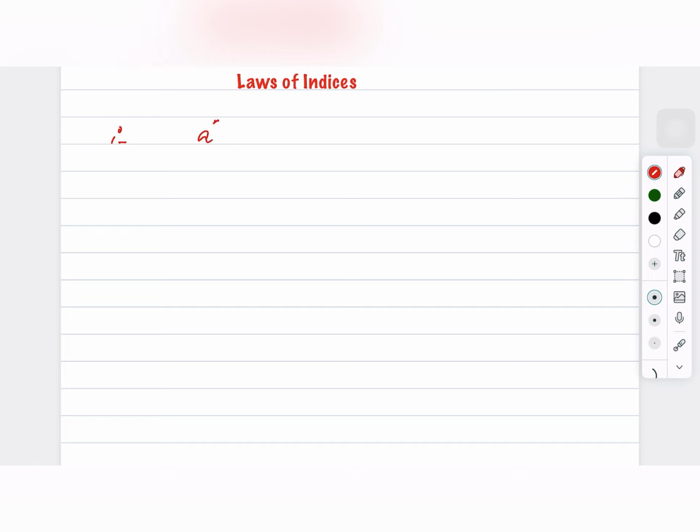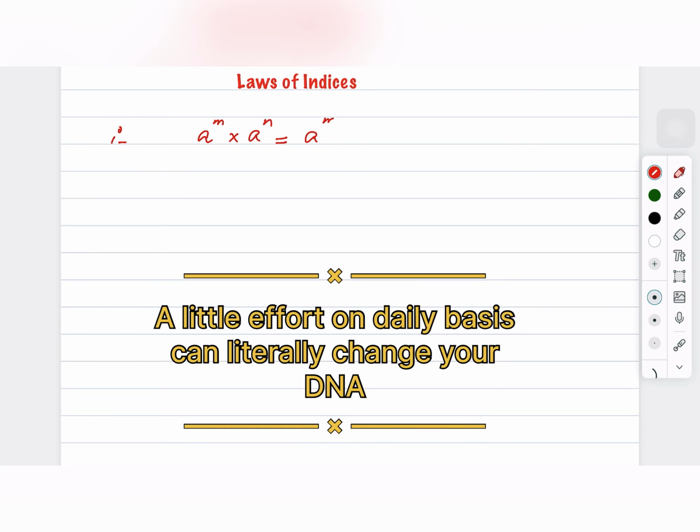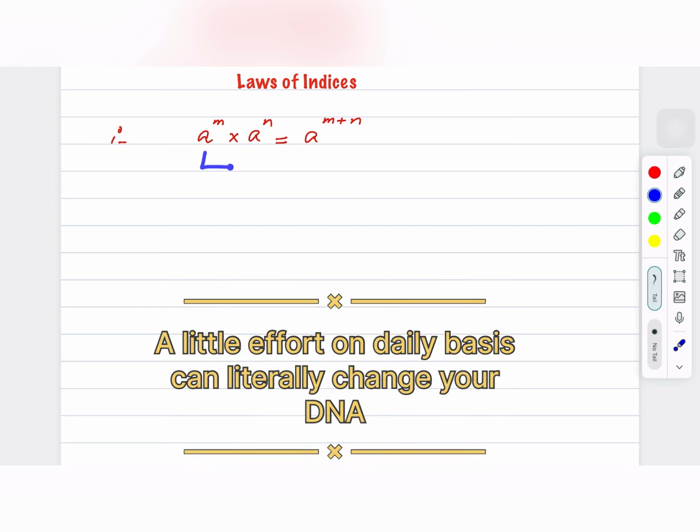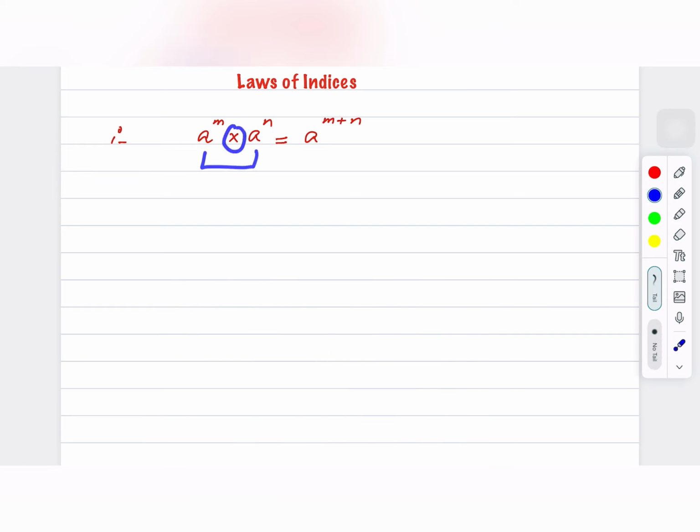As we have discussed earlier, these laws are: if you have a power m multiplied by a power n, that's equal to a power m plus n. That means whenever you have the same bases and there is a multiplication sign in between, you will add the powers. Similarly, its second rule is, if you have the same bases and there is a division sign in between, then you will subtract the powers or the indices.